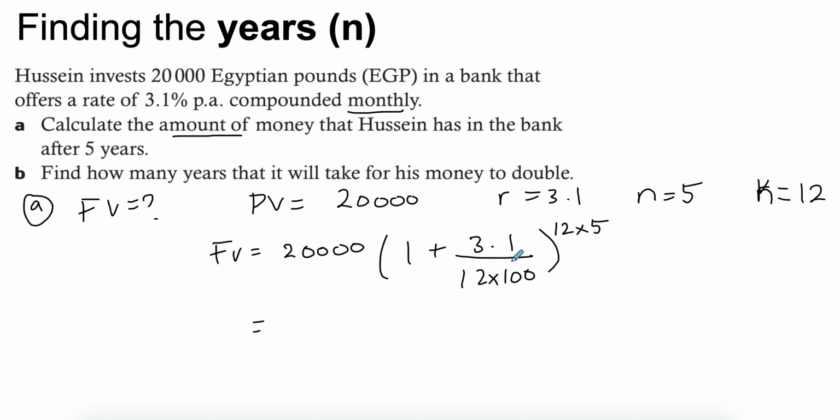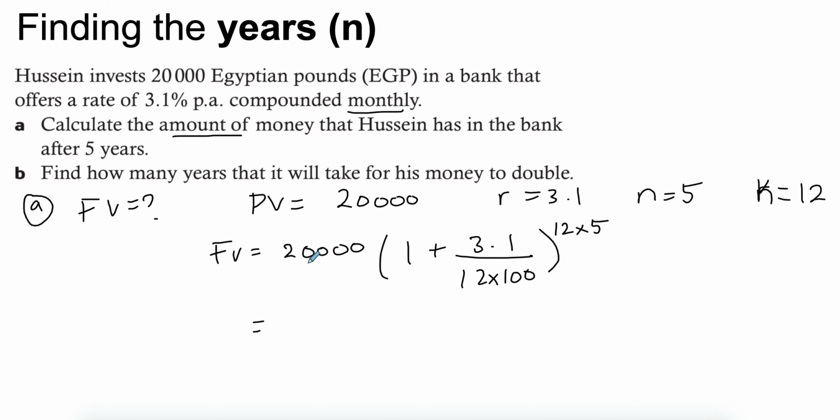Plugging this into the calculator, again, I'd recommend you do these step by step. So complete the 12 times 100, even if it's painful, but at least you'll guarantee you get the right answer. Complete 12 times 100 in your calculator. Then take 3.1 divided by that. Then please remember to add 1 to your answer. Once you've done that, then raise your answer to the power of 12 times 5. I've seen students forget to multiply these.